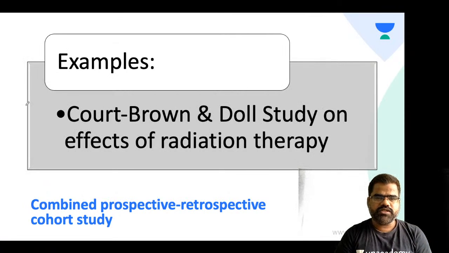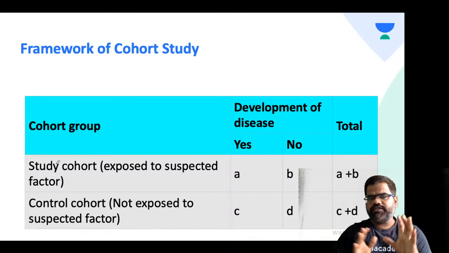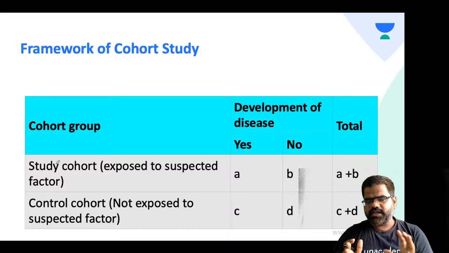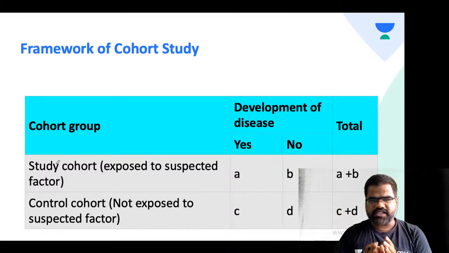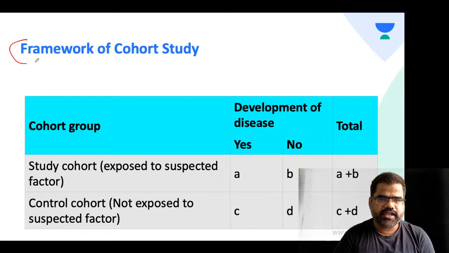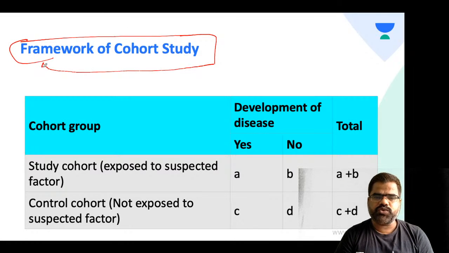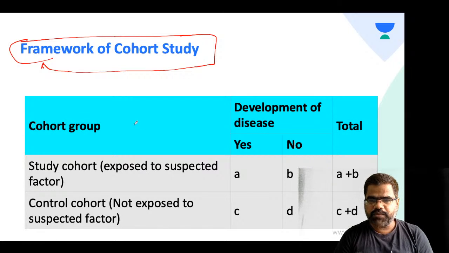The example was the Brown and Doll cohort study on radiation therapy, which had both prospective and retrospective study components. Now, these are the different ways of doing a cohort study, students: retrospective, prospective, mixed. But the framework of a cohort study, and the data which we analyze to study the disease, is very important.